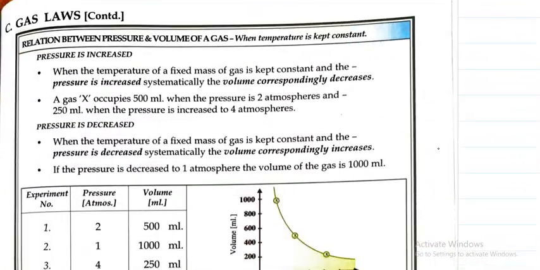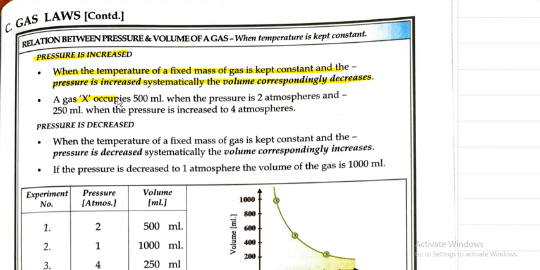Okay. Next is gas laws. So first we will understand which parameter depends upon what. First of all, pressure: if we increase the pressure, then what will happen? When the temperature of a fixed mass of gas is kept constant and pressure is increased systematically, the volume correspondingly decreases. So remember that if the temperature is fixed and the pressure is increased, then the volume will decrease. Let us take an example.